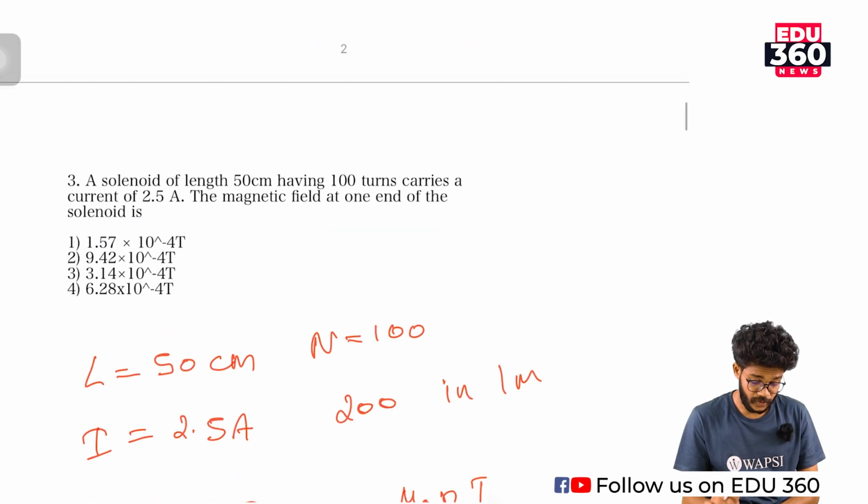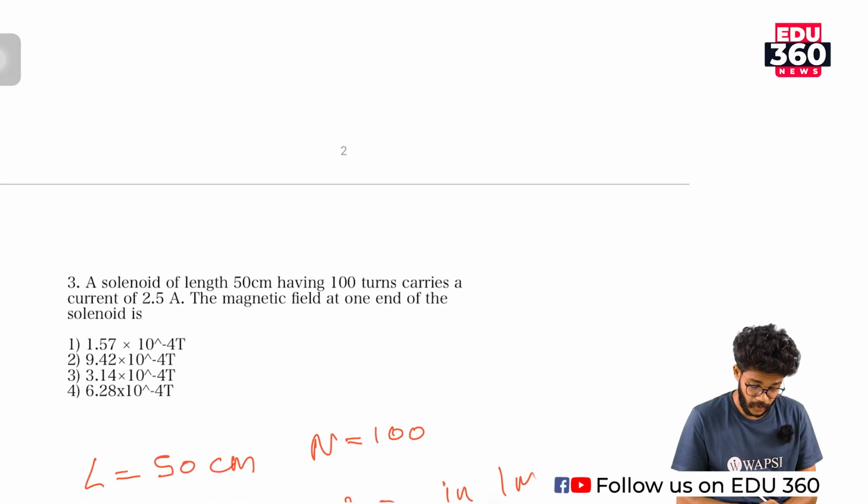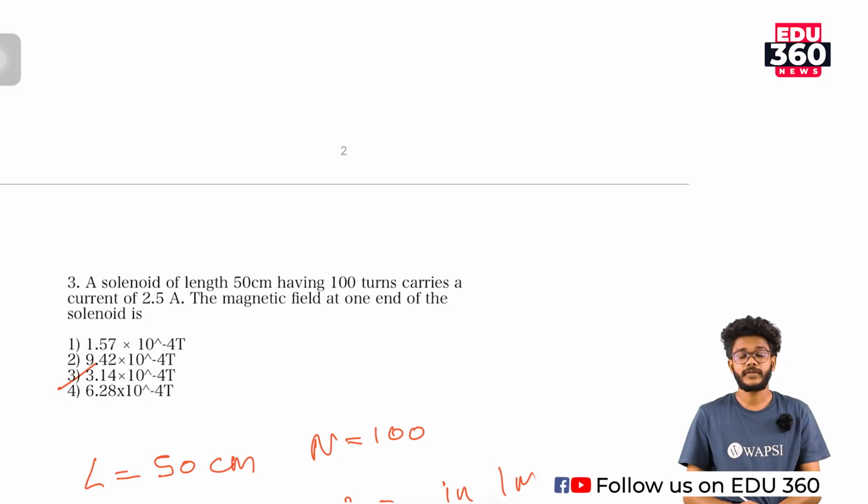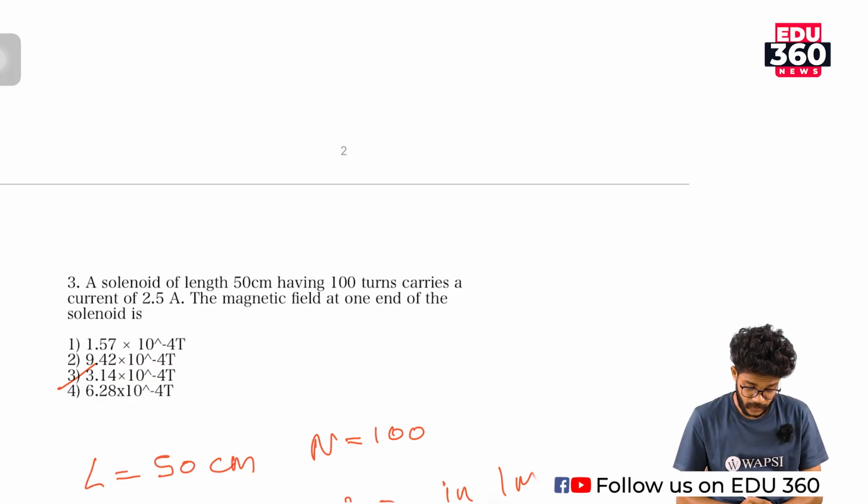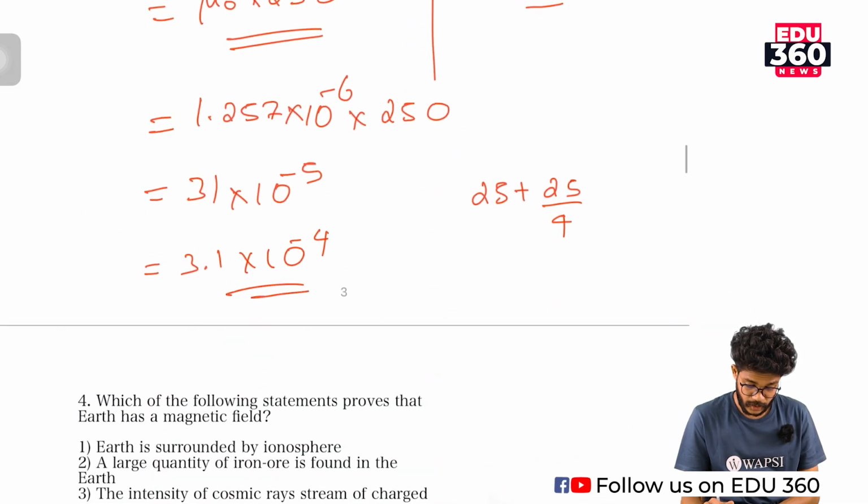We can check with our options. Okay, 3.14 into 10 raised to minus 4 Tesla is given as the third option. Third option is the correct one. Okay, so we can move to the next question.